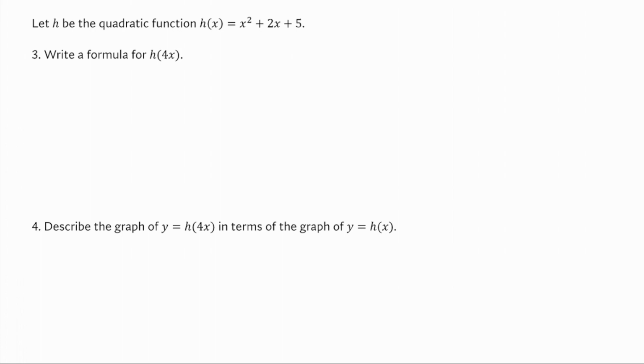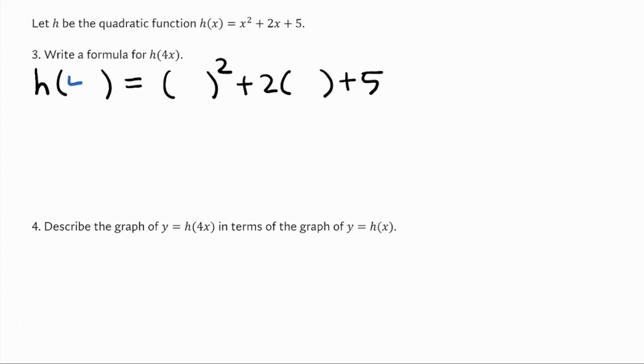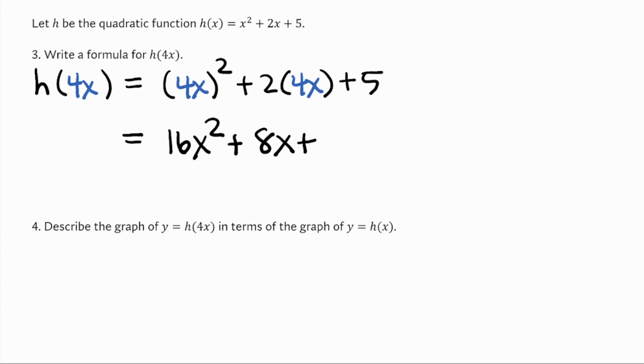All right. Now, number 3 and 4 are talking about this quadratic function, h of x equals x squared plus 2x plus 5. If we're going to write a formula for h of 4x, wherever we see x in the formula for h, we're going to replace it with 4x. What h does is it takes a number, squares it, adds 2 times that number, and then adds 5. So we're going to plug in 4x wherever we saw x before. We could stop there if we wanted, or we could multiply it out. 4x squared would be 4 squared times x squared, plus 2 times 4x, plus 5.